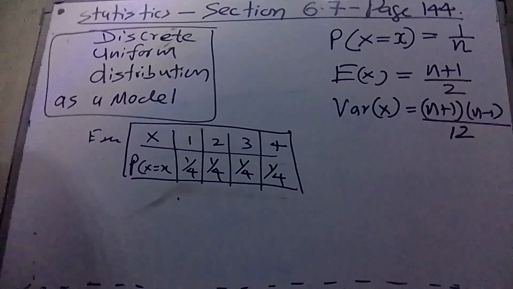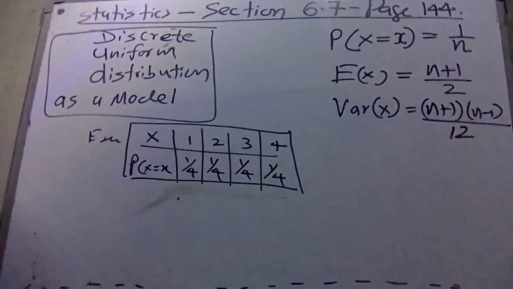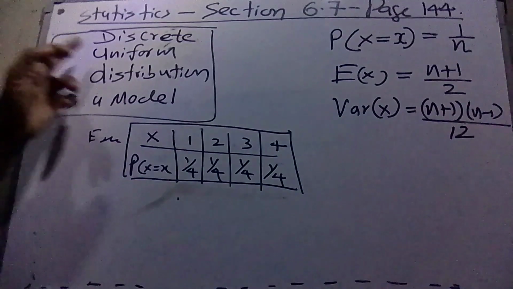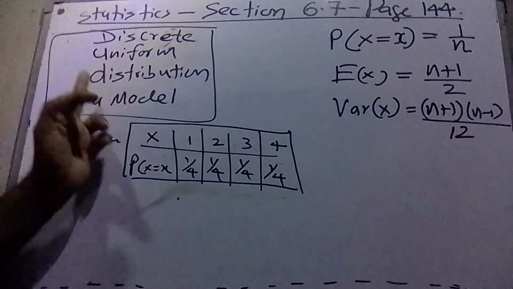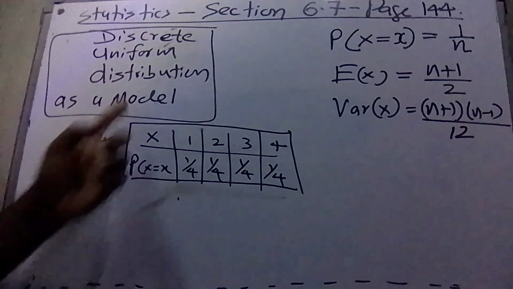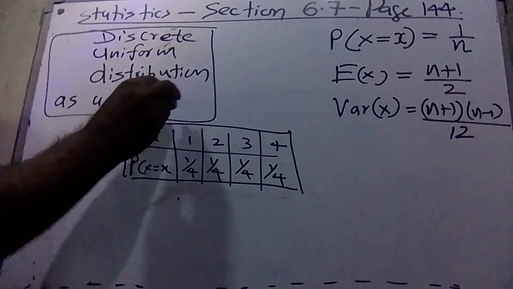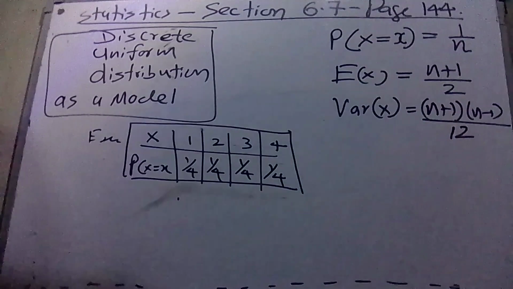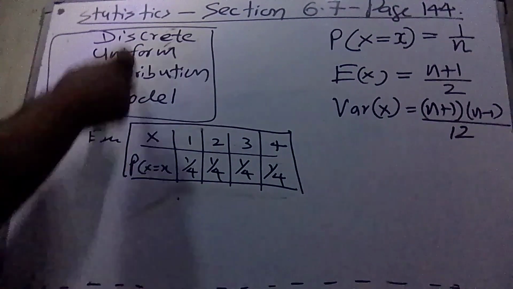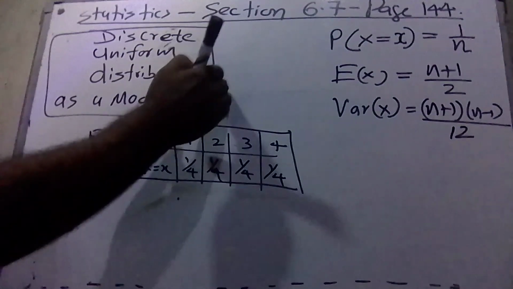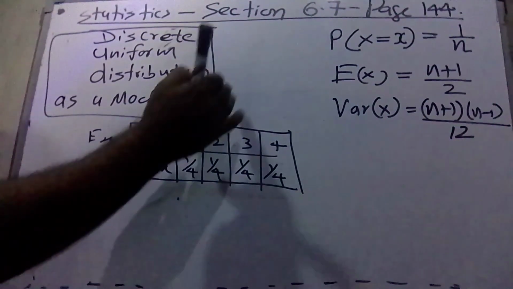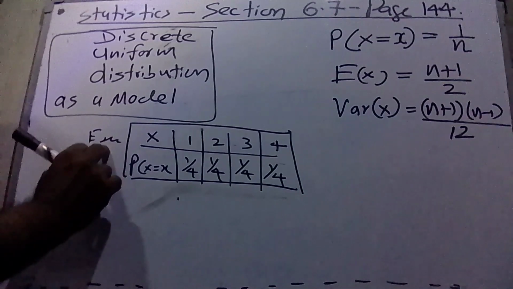So I will quickly try to give a little explanation of this. The section name is discrete uniform distribution as a model. As a model means we are going to develop some equations to use for specific situations, and we know what discrete is. Discrete means it is not continuous. We will get the output of the experiment.